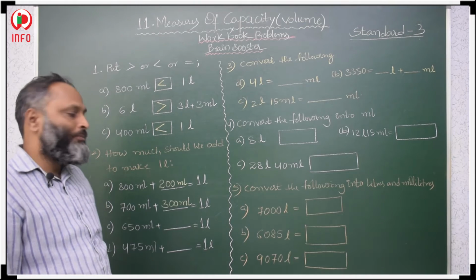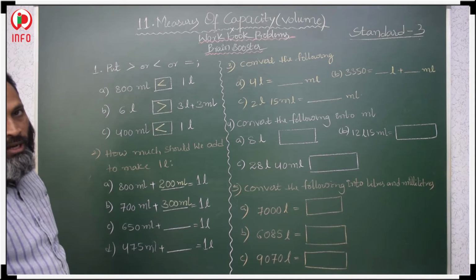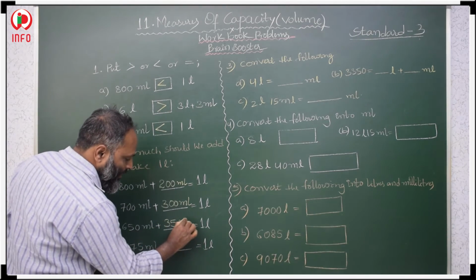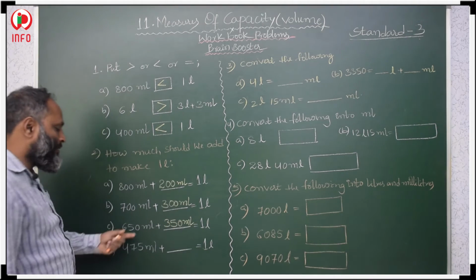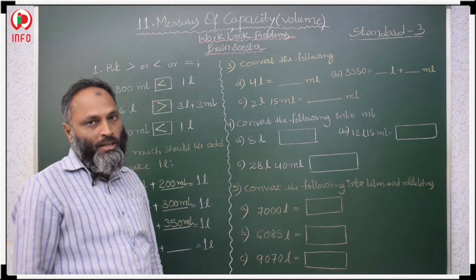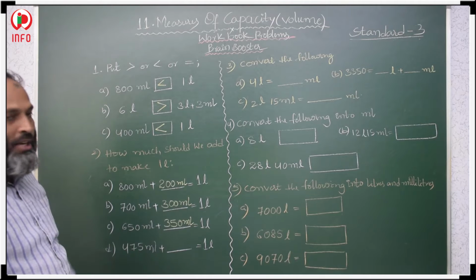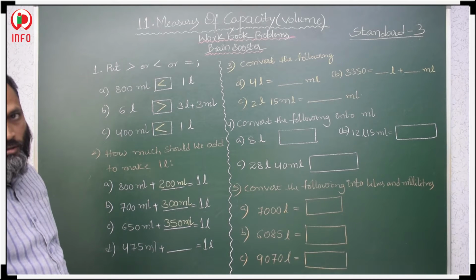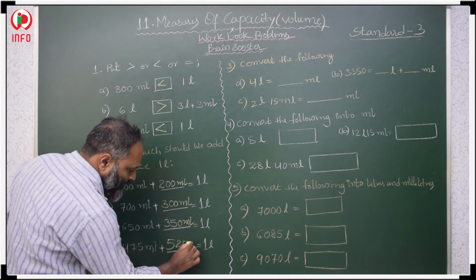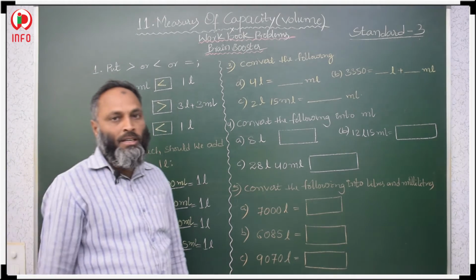That is 1 liter. Now here 650. For this 650, how much more to add to make 1000 milliliters? That is 350 milliliters. If you add 350 milliliters to this 650 milliliters, the total is 1000 milliliters. That is 1 liter. Here also for 475, how much do we have to add to make 1000 milliliters? That is, if you add 525 milliliters, then the sum is 1000 milliliters, that is equal to 1 liter.